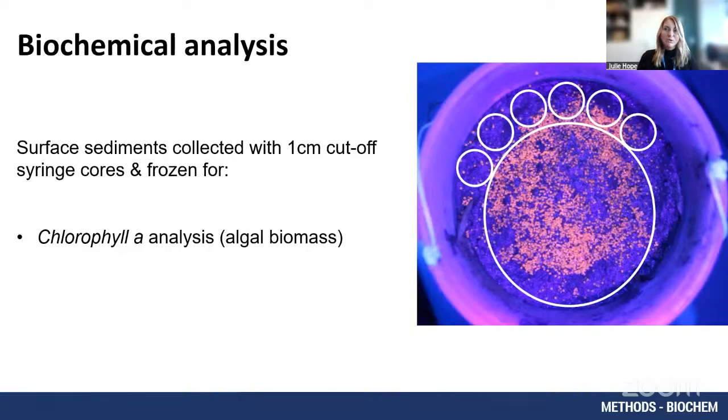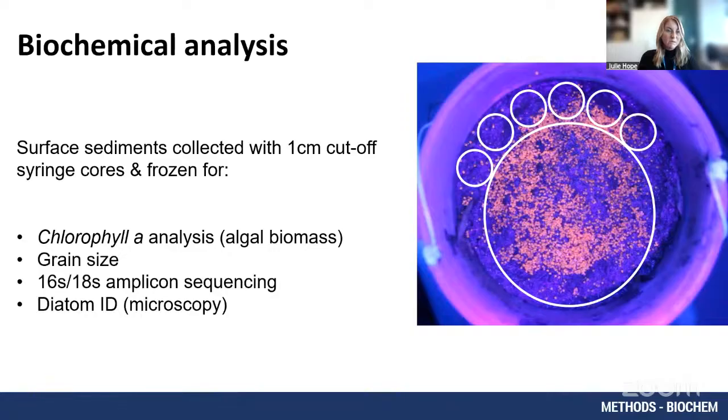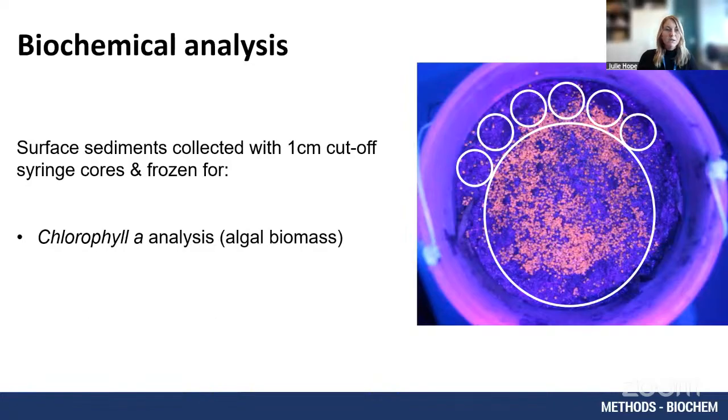Now today I'm only going to look at chlorophyll A analysis, but we did look at grain size. We have DNA to look at the bacteria and the diatom community, and also microscopic ID of those diatoms to see if the community composition has a role in how sticky these biofilms are and the trapping of plastics. So today I'll focus on the chlorophyll A analysis. It was the main driver that we were interested in.